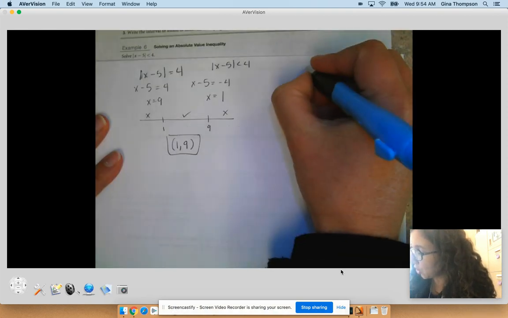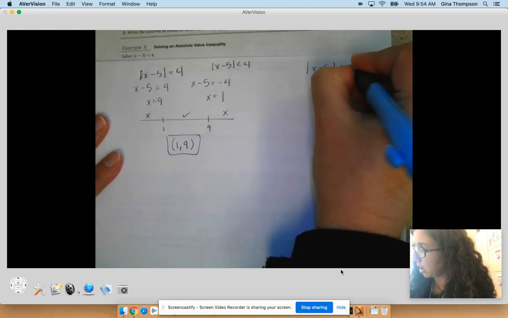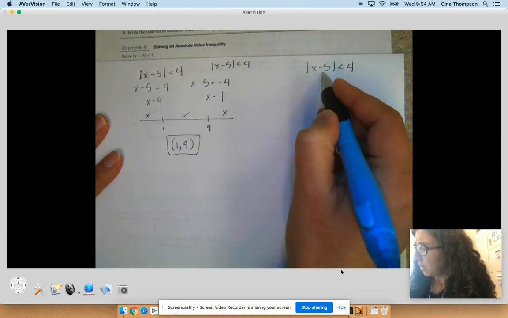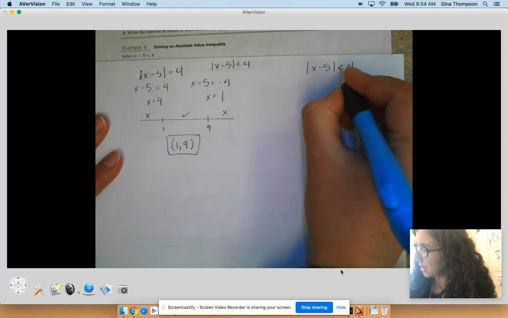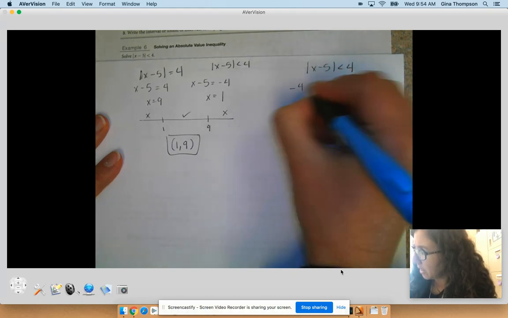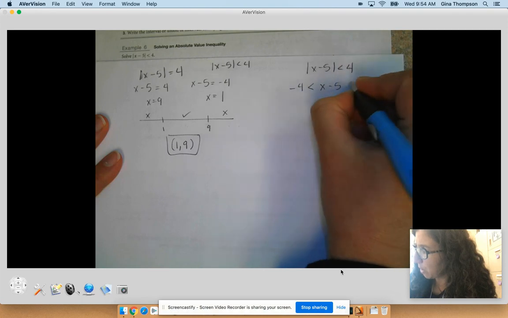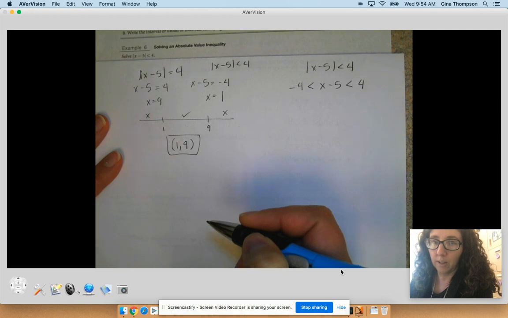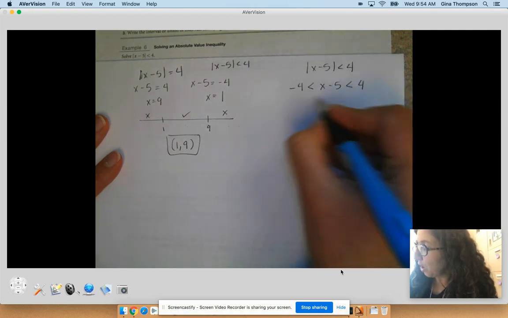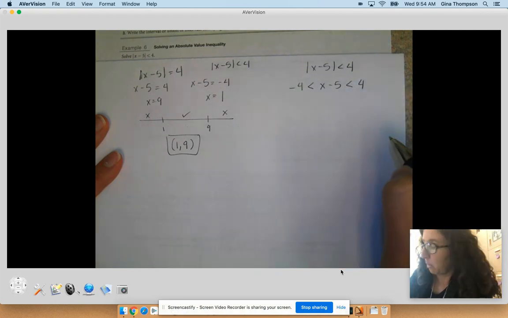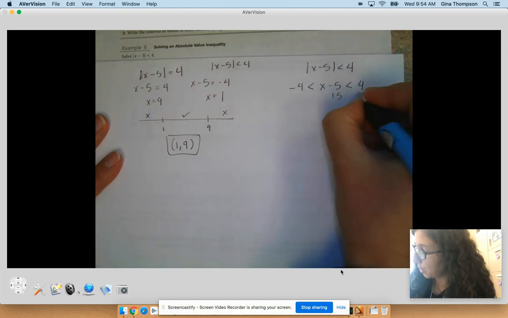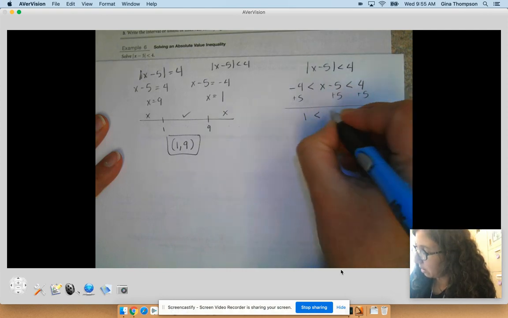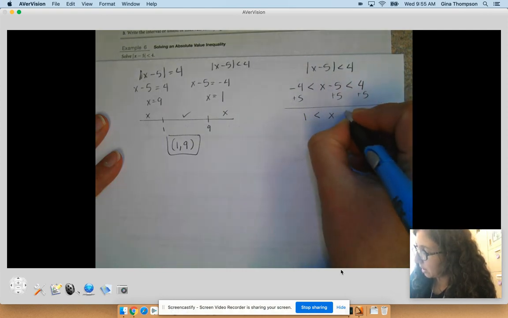So my original inequality, the absolute value of x minus 5 is less than 4. Well, what does that mean? It means that x minus 5, the distance between those is less than 4. So that means this expression x minus 5 is going to be between negative 4 and 4, right? So now I can solve this inequality all in one step. I'm going to add 5 to all 3 parts of that inequality, and I get 1, and then x, and then 9.